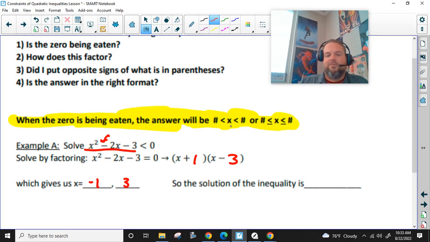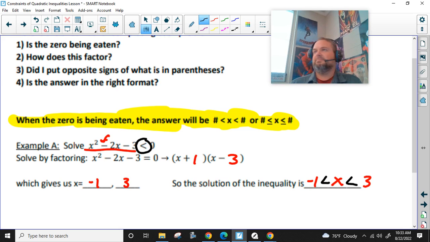So our format for this is going to be our number. We have -1, we have x, and we have 3. Now we need to look right here for our sign. Our sign looks like this. So that's it. Now we did that problem in about a tenth of the time that I taught it before.